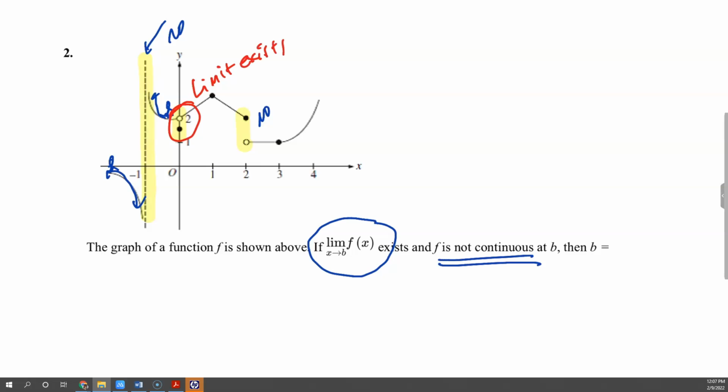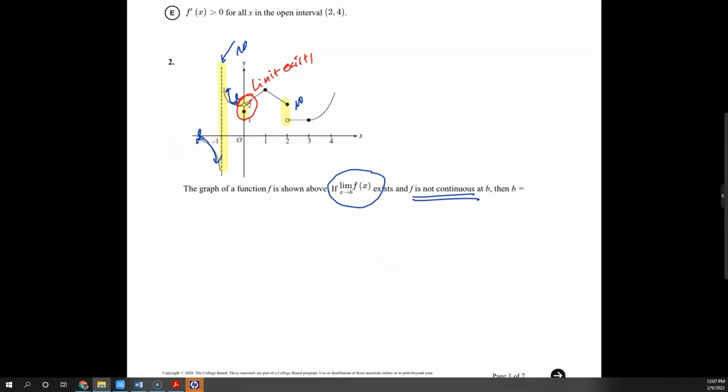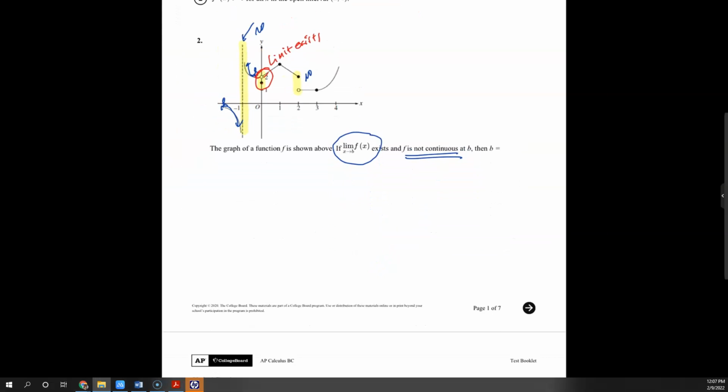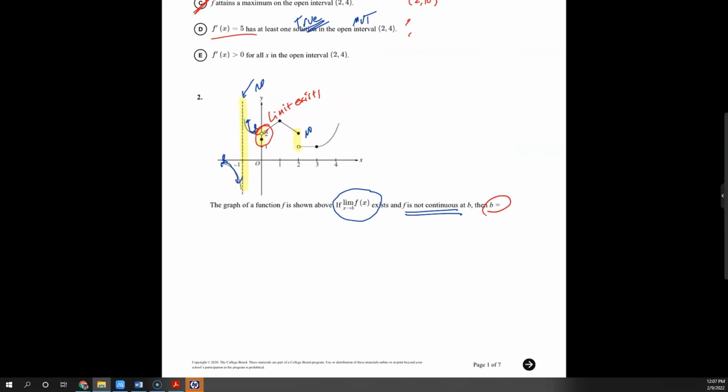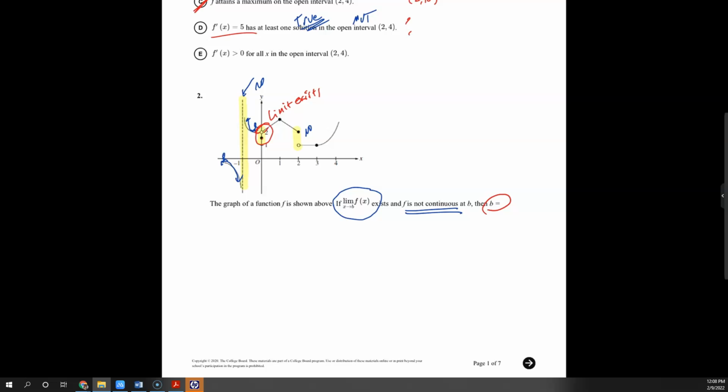What is the limit? Right here, out of curiosity. 2. That's right. 1.5 is the point, but the limit is 2. Okay? Very good. So the limit exists at b equals 0. The limit exists at 0. So it's not continuous, but it still has a limit right there.